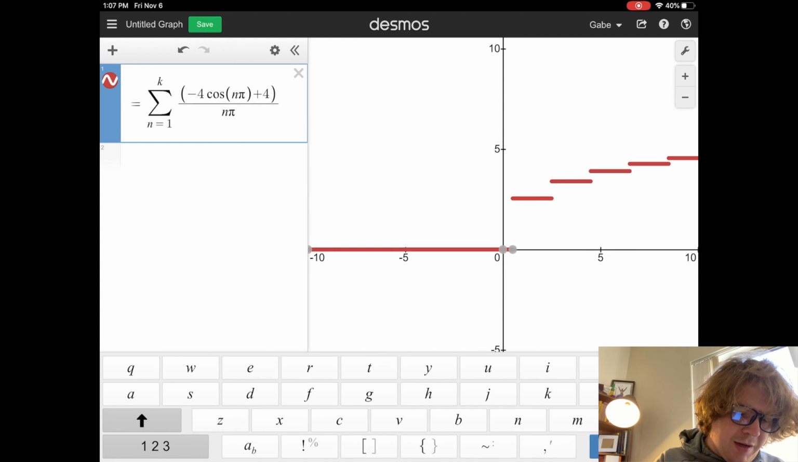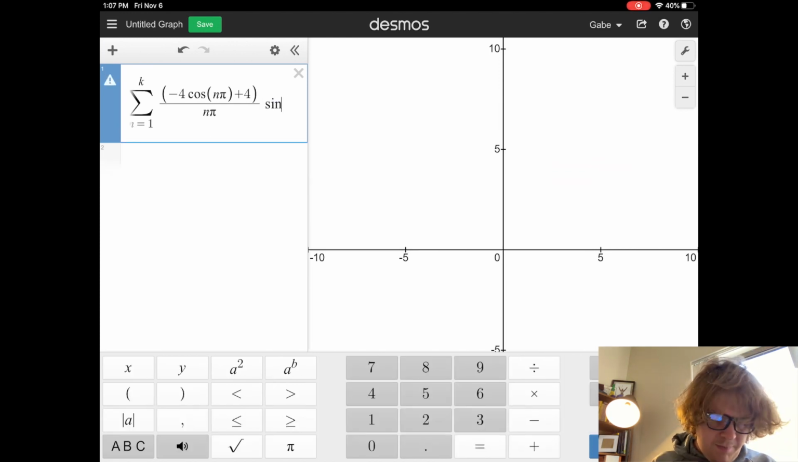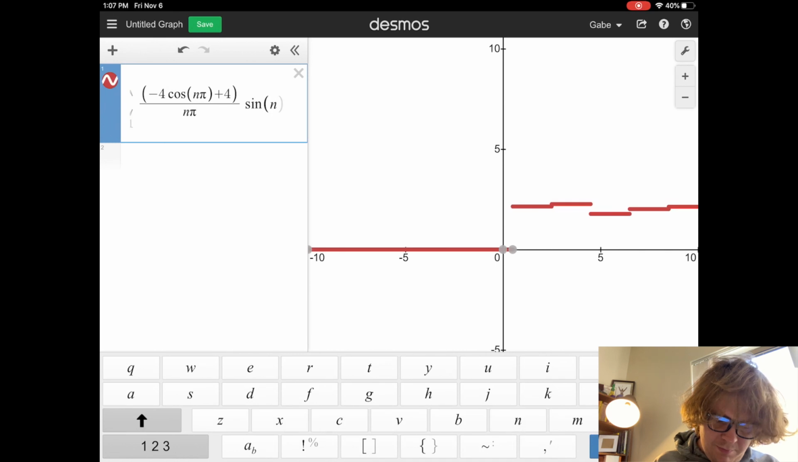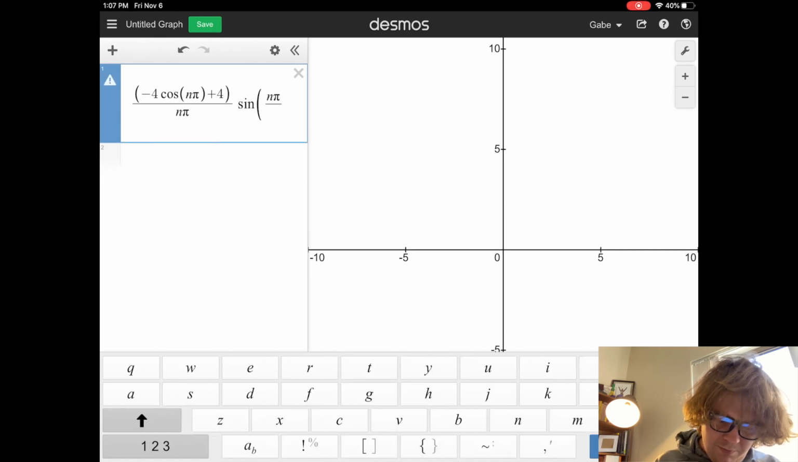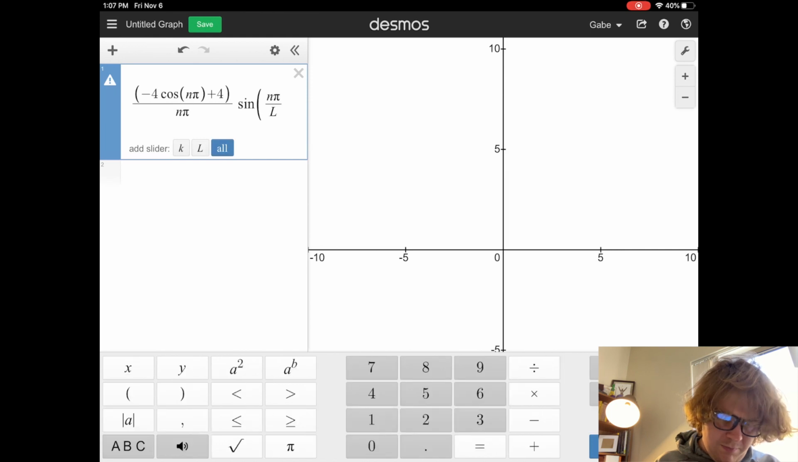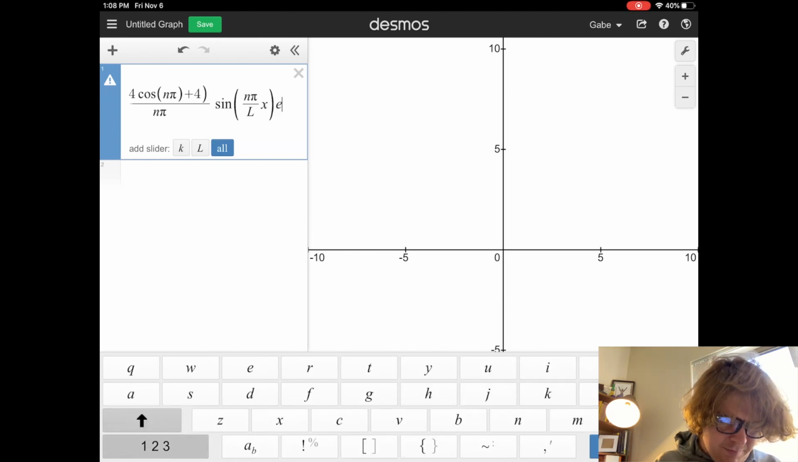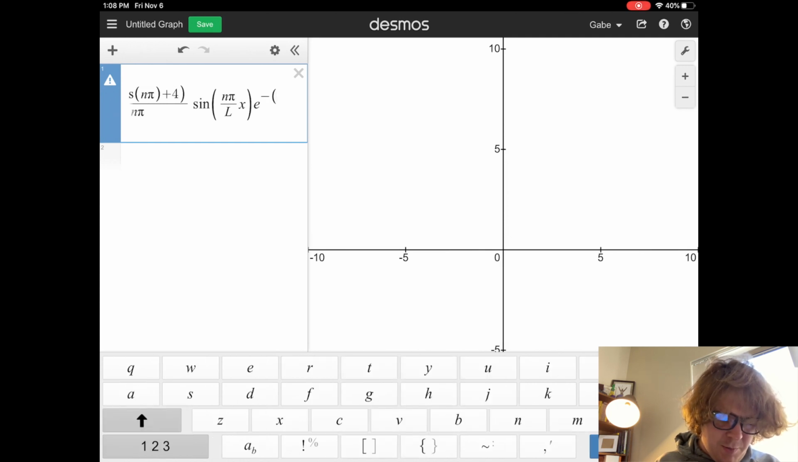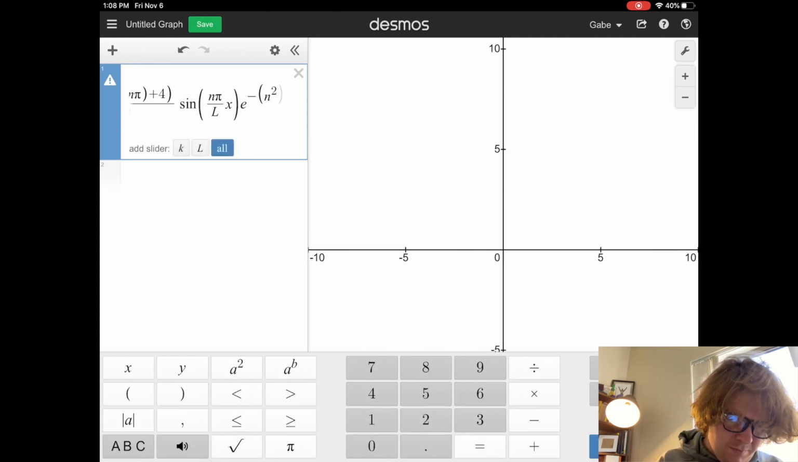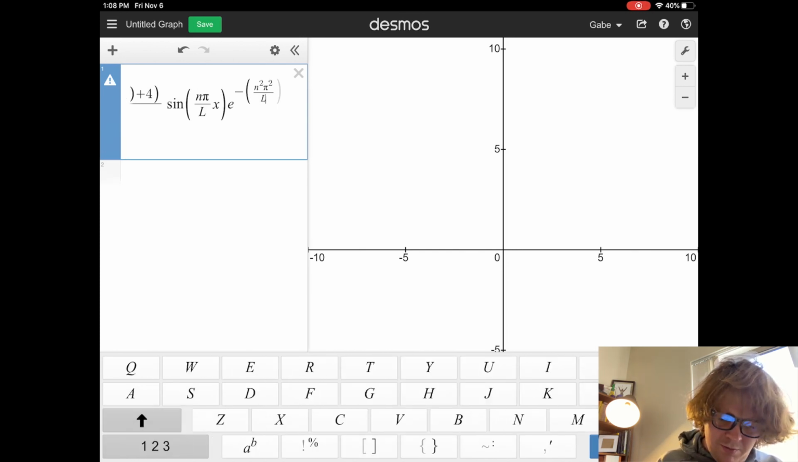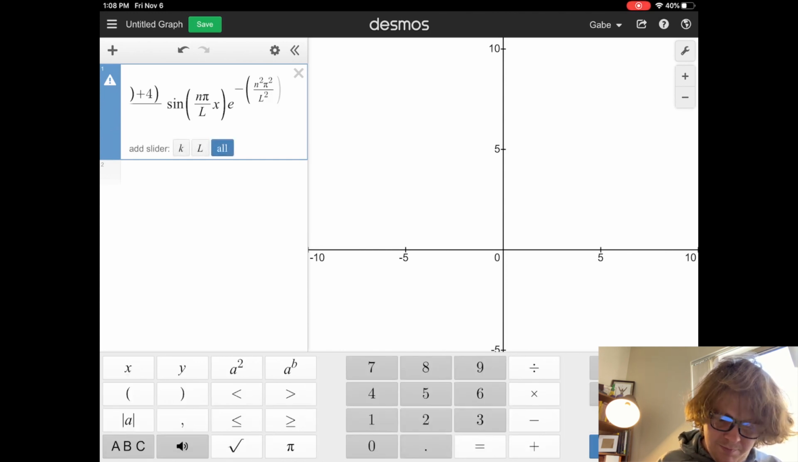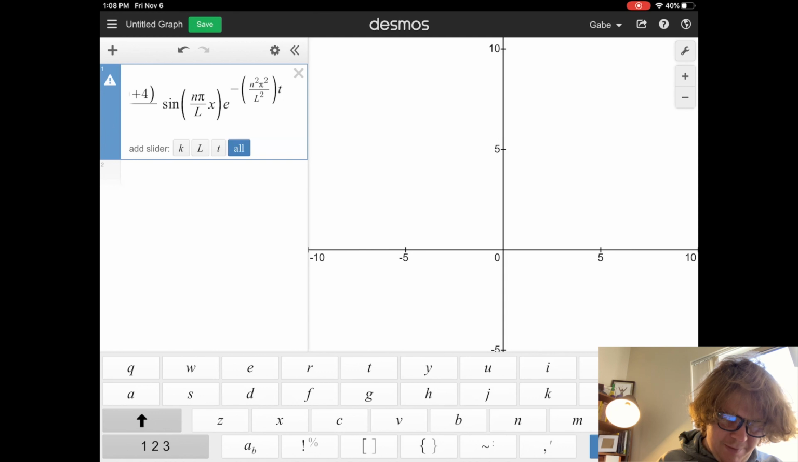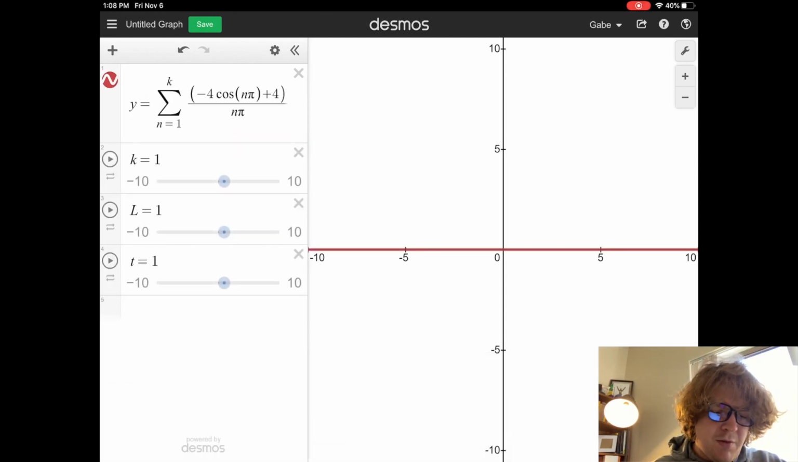And that's going to be multiplied by sine of n pi over L times x times e to the power of negative n squared pi squared over L squared times t. Right. So now what I'll do is I'll go ahead and add in sliders for all of these.